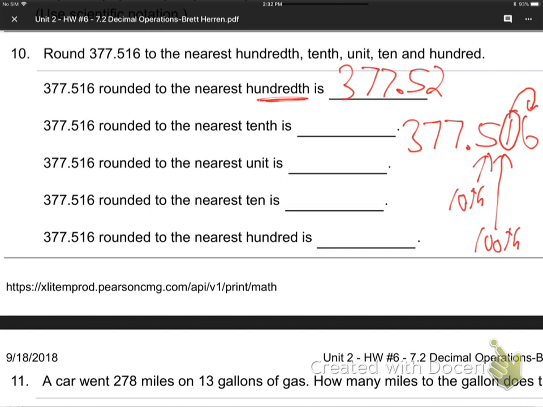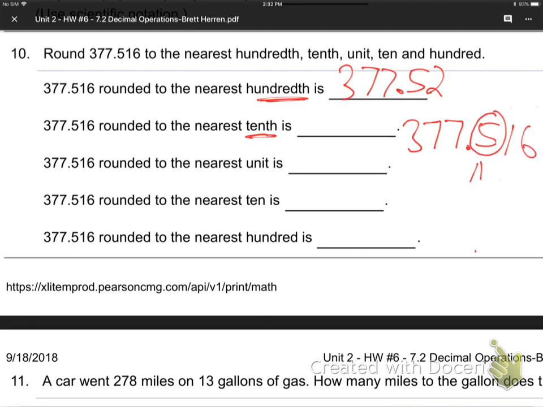Good. Want to try the next one? Round to the nearest 10th. Same number. Now you're going to round it to the nearest 10th. So 5, 1, 6. 10th. This is the 10th place, right? So circle that place. Look 1 to the right. If the 1 to the right is 5 or more, go up. Otherwise, leave it. So what am I going to do on this one? Leave it. 377.5.